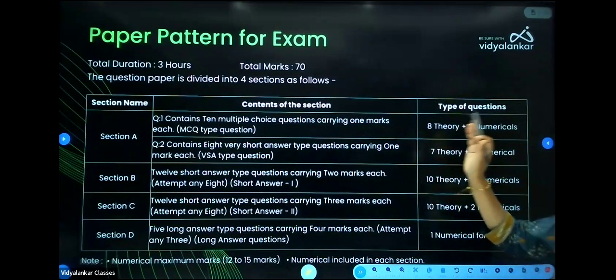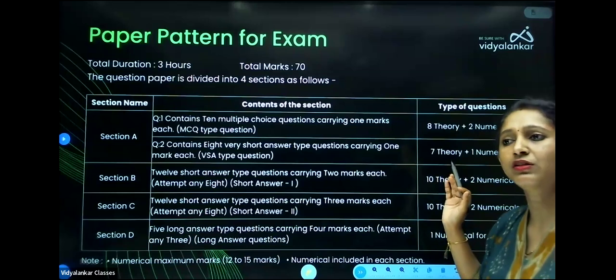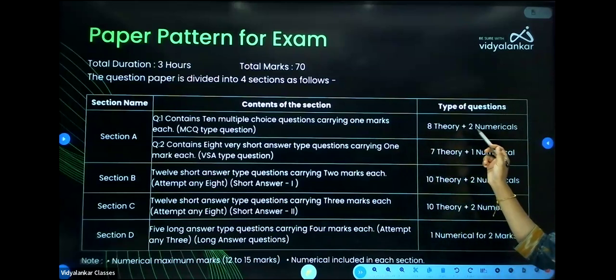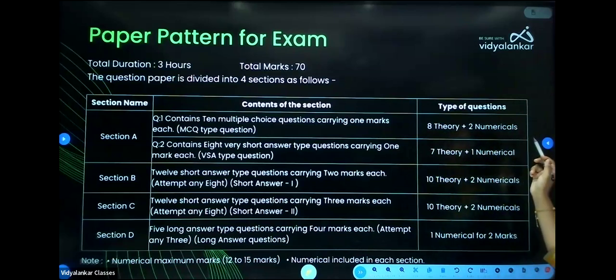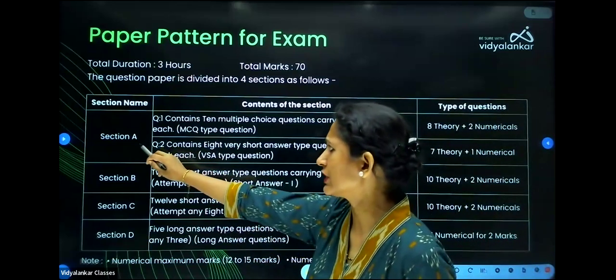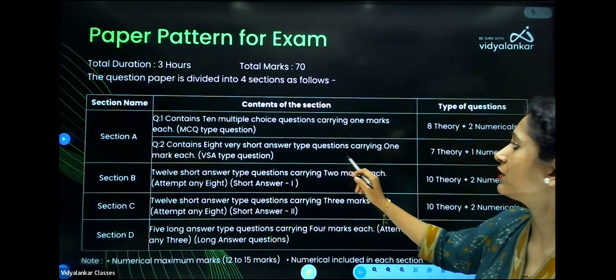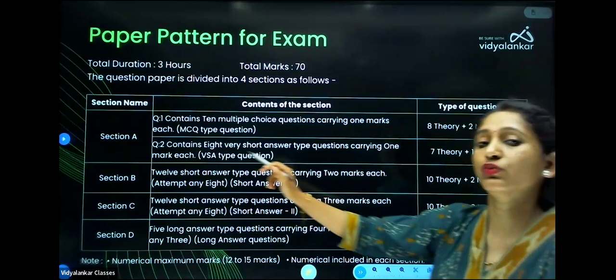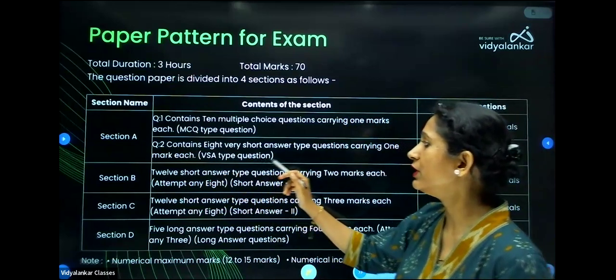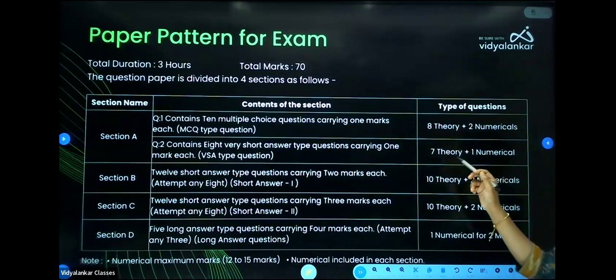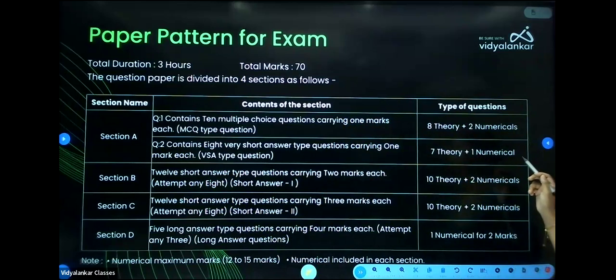Here, on the basis of a study of the previous 5 to 6 years' question papers, you may find 8 theory questions with 2 numericals in your question number 1, that is the MCQs. After that, Section A, question number 2 contains 8 very short answer type questions, again carrying 1 mark each. Here you may find 7 theory questions with 1 numerical.